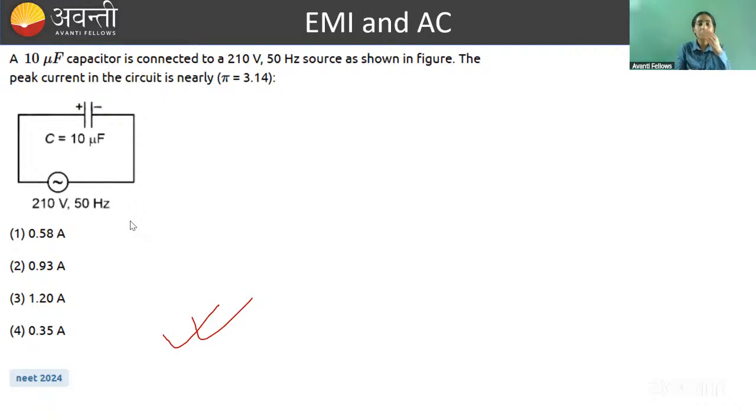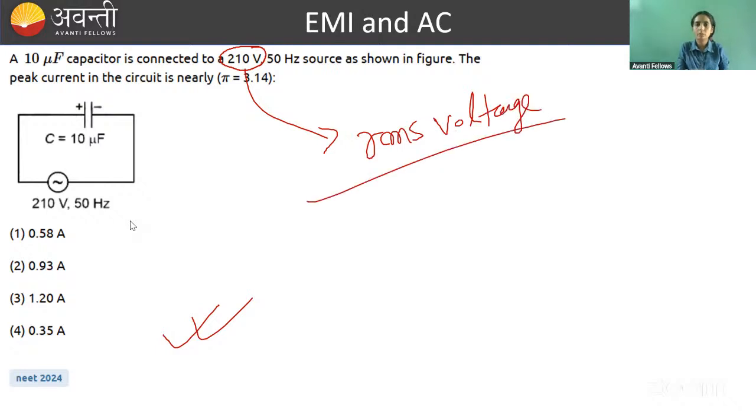Before that, let me tell you one thing. Whenever there is voltage given in your question, whatever voltage is given, that voltage given is always an RMS voltage. So here also the voltage that is given is your RMS voltage. It is not peak voltage. Okay, so wherever in the question voltage is mentioned, that is RMS. Now calculate the peak current. What will the peak current be?